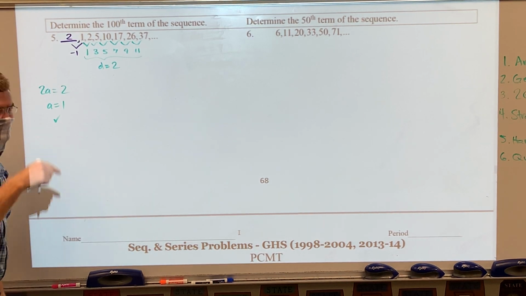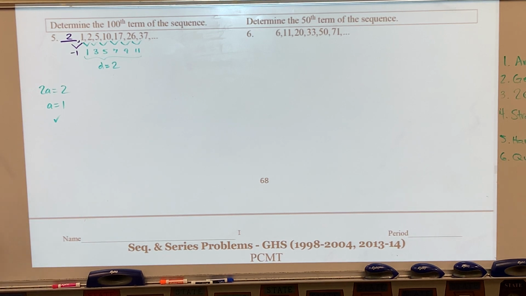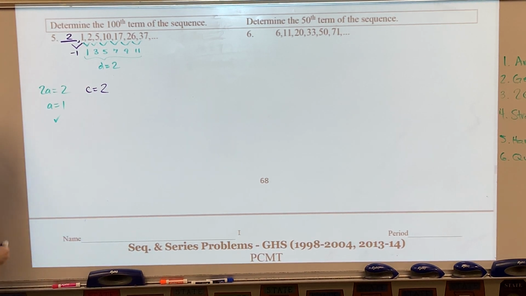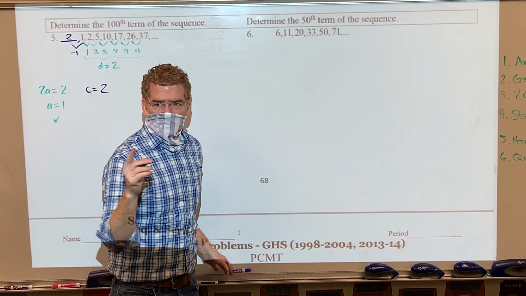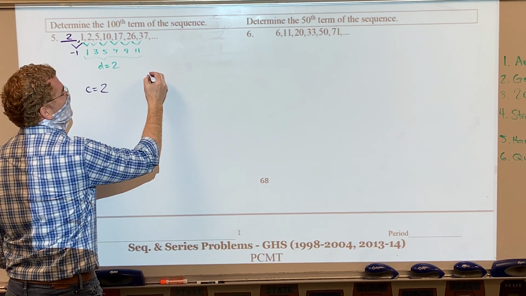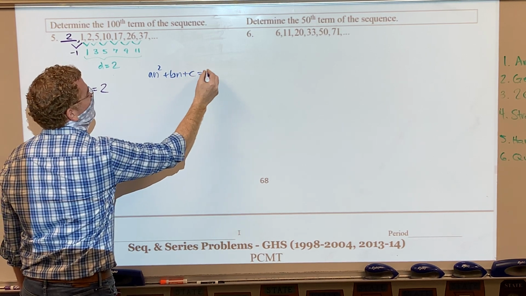2. And you can see it go down and up again. But again, it's quadratic, so that makes sense that it can do that. Right? So what does that 2 stand for? C. And then how are you going to find your B term? Remember, your formula says A n squared, plus Bn, plus C is Tn.